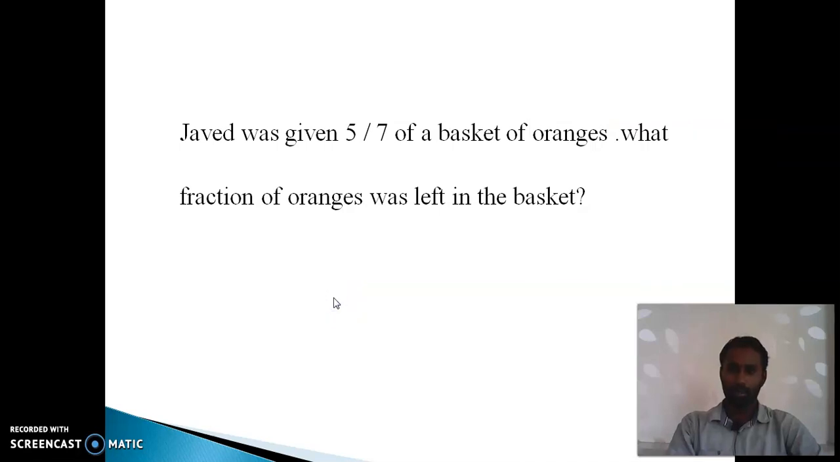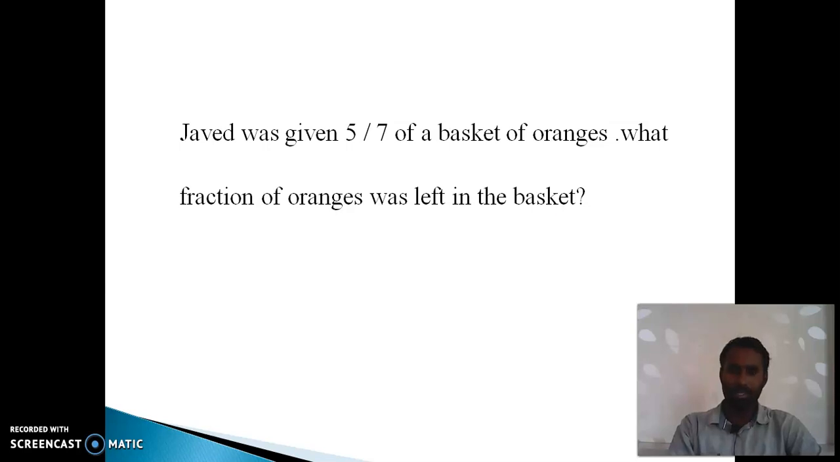Okay, the next problem is, can you read the problem? Javed was given 5 by 7 of a basket of oranges. What fraction of oranges was left in the basket? Okay.